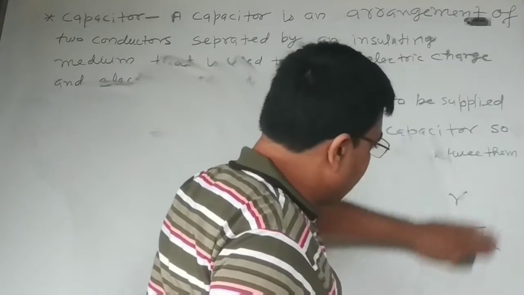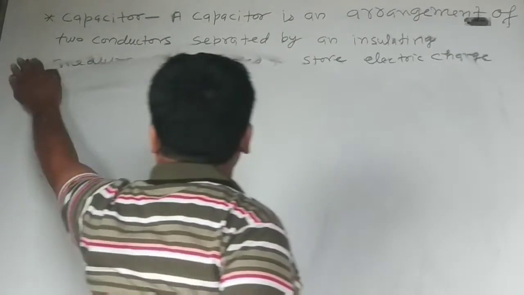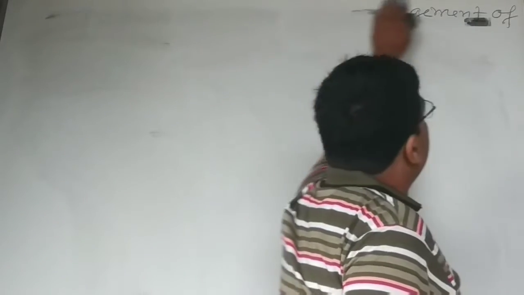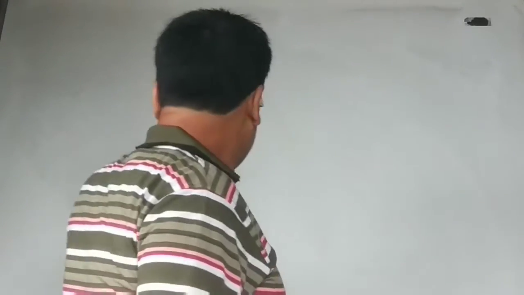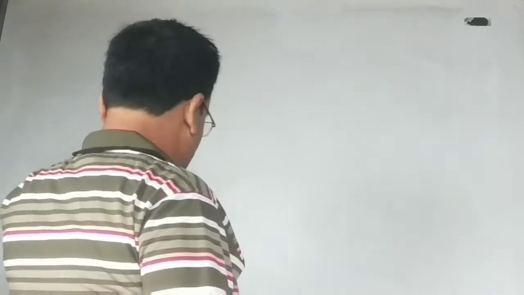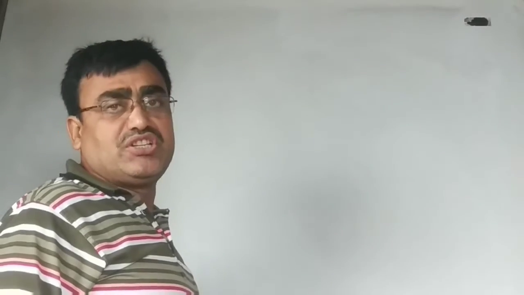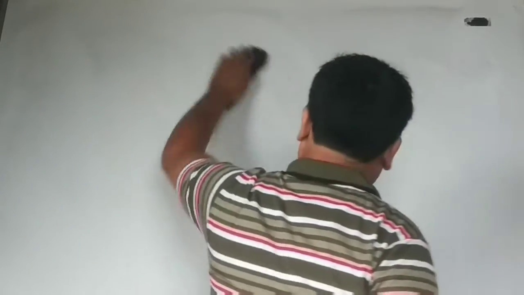Actually, capacitor has different types of shapes like spherical capacitor, parallel plate capacitor, cylindrical capacitor. Different types of capacitor are possible in the universe, but here we explain only parallel plate capacitor, because parallel plate capacitor is important among them. Okay?